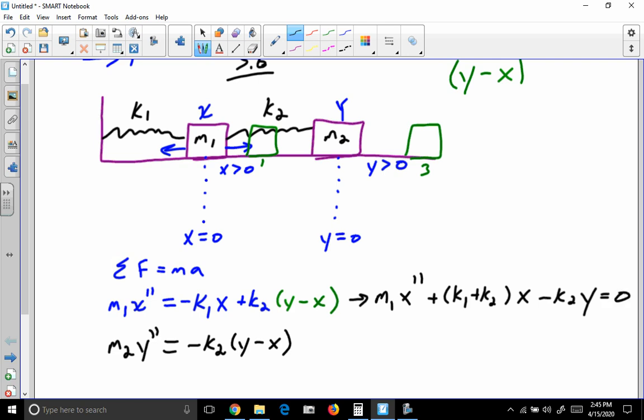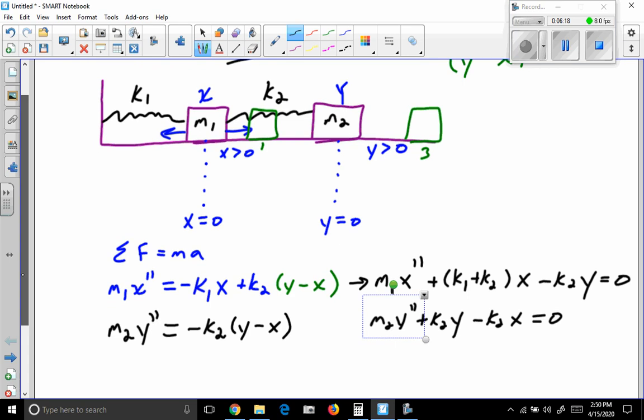And that's got everything on the left side of that equation. If we do the same thing for the second one, we have m2y double prime. We have minus k2y, so if we move that over, we'll have a plus k2y. We have minus times a negative, which is positive k2x. If we move it over, it'll be a minus k2x, and that equals 0.